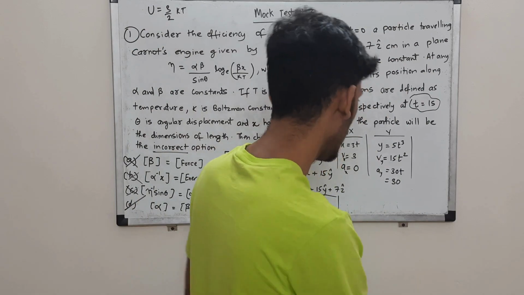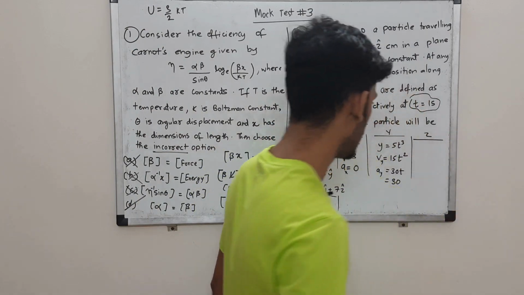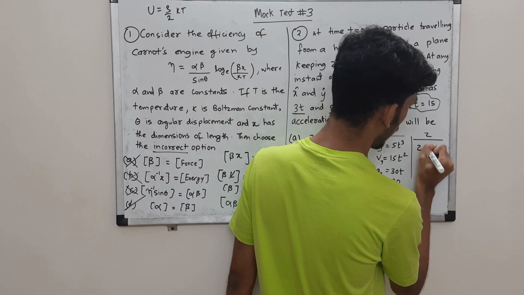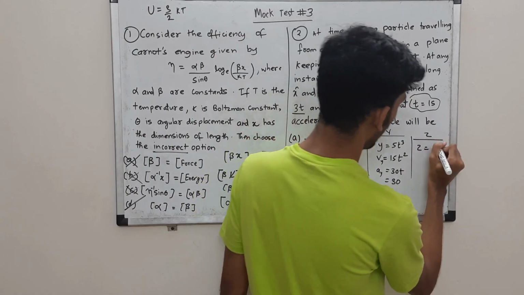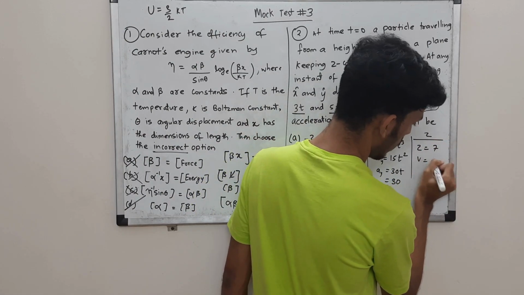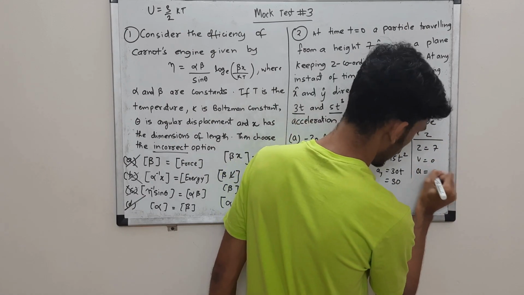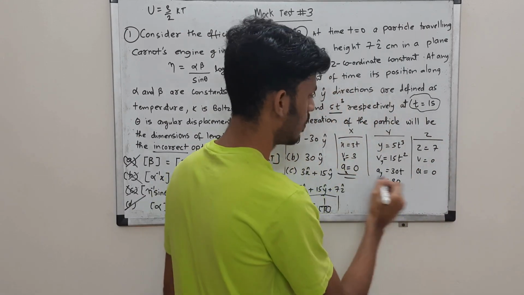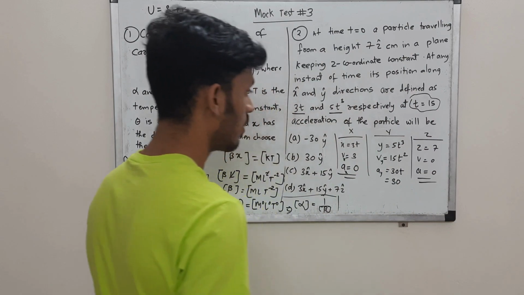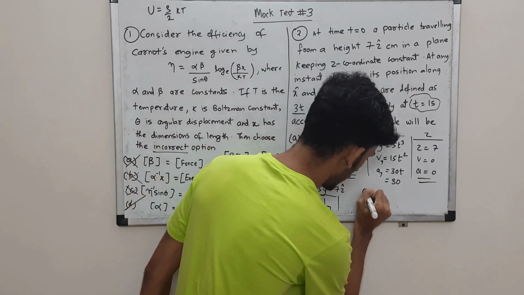And in the z direction we are told that the z coordinate is basically constant, it is 7 throughout. So velocity will be 0 when you differentiate that, and again acceleration will be 0. So there are no contributions from the x and the z direction, only contribution is from the y.